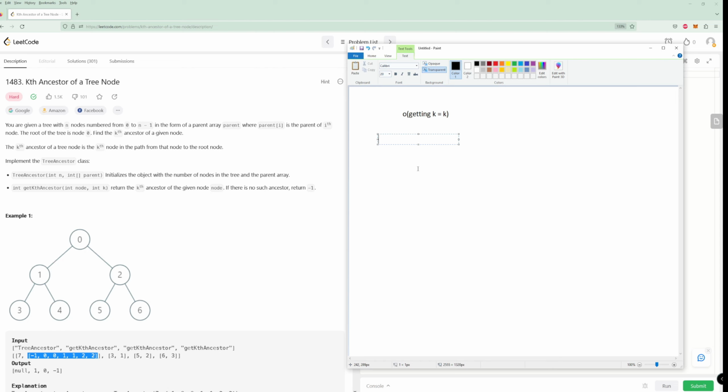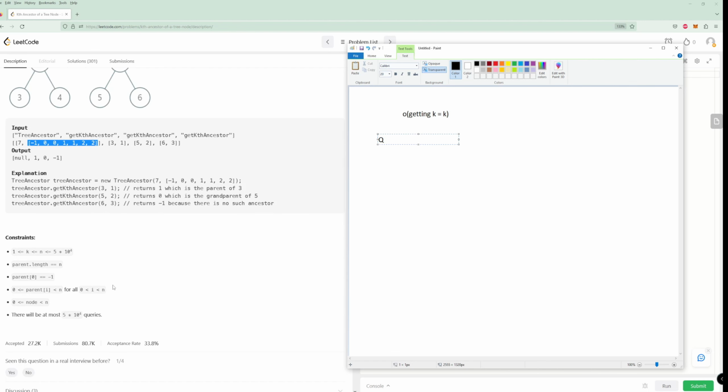Let's call q a query that we're asked. Every time we're asked to get the kth ancestor, that's a query, and let's say we're asked that q times. I think they tell us there will be at most 5 times 10 to the 4 queries. So you're given 10,000 queries, and k can be 10,000. 10,000 times 10,000 is going to be in the millions, and that's going to be n squared complexity.